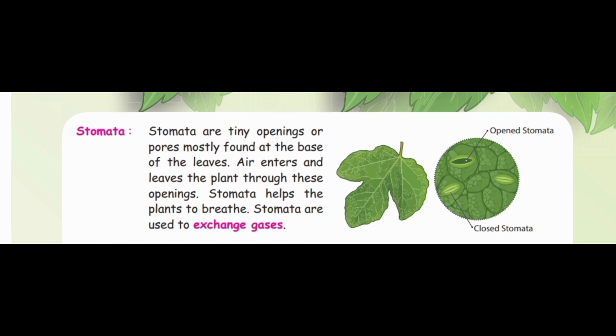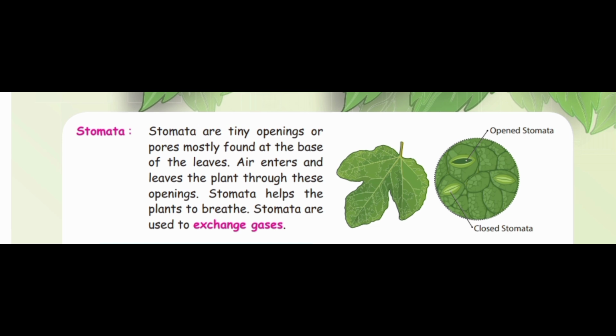Next one, stomata. Stomata are tiny openings or pores mostly found at the base of the leaves. Under the leaves, the lower part has pores. Pores means small hole-type structures, which are called stomata. Air enters and leaves the plant through these openings. So the plant breathes with the help of stomata. Stomata help the plants to breathe.